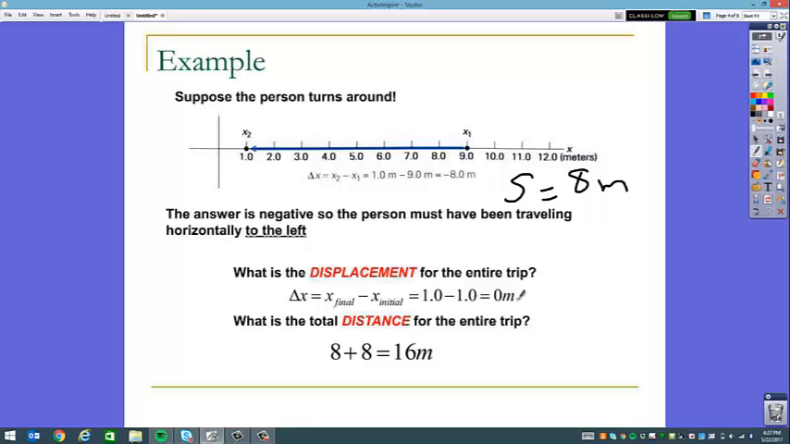Okay, your distance, however, you would add up the two of them together. So it would be distance 1 plus distance 2, 8 plus 8, which would give you 16. Okay, so your distance and your displacements are not always going to be the same. They can be.